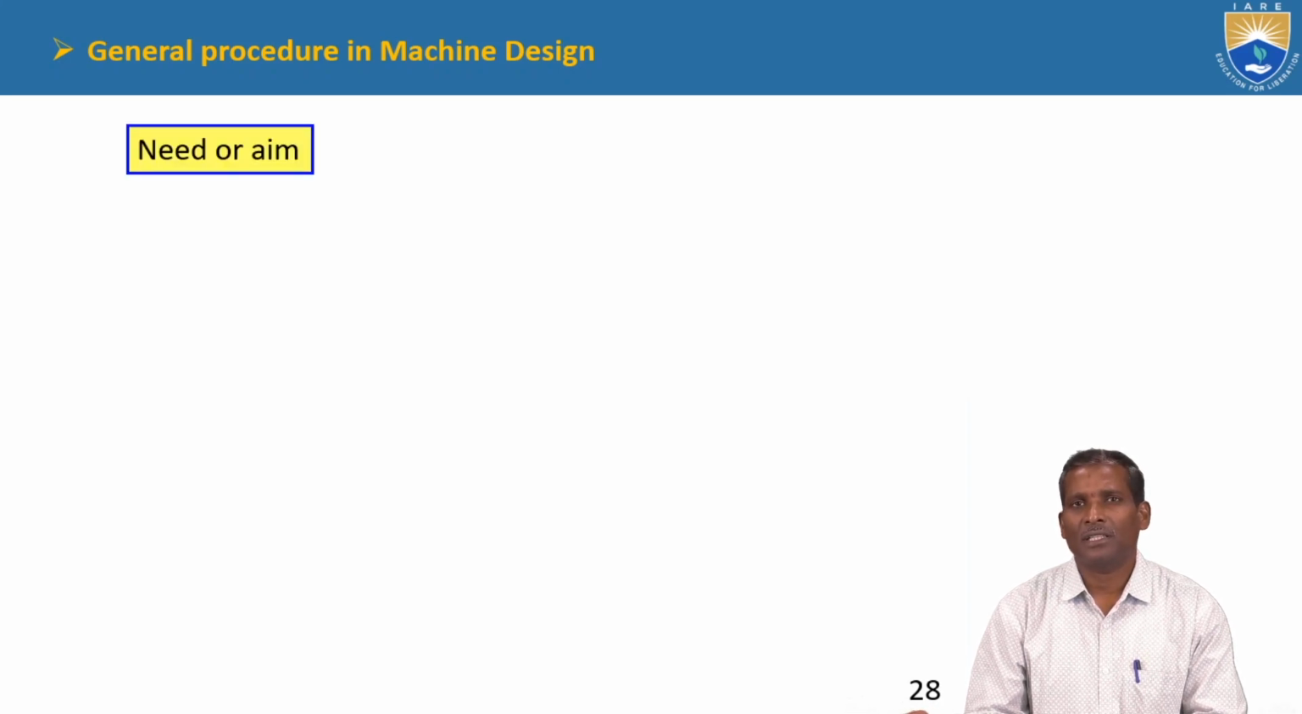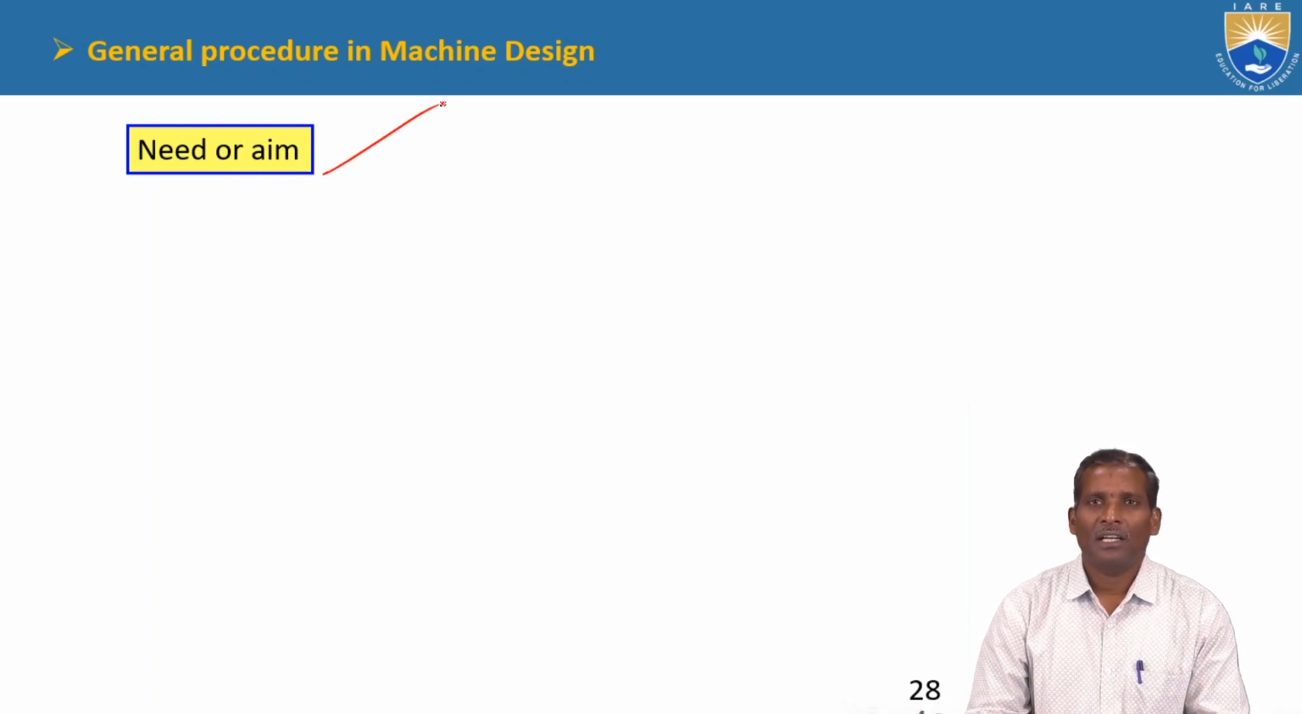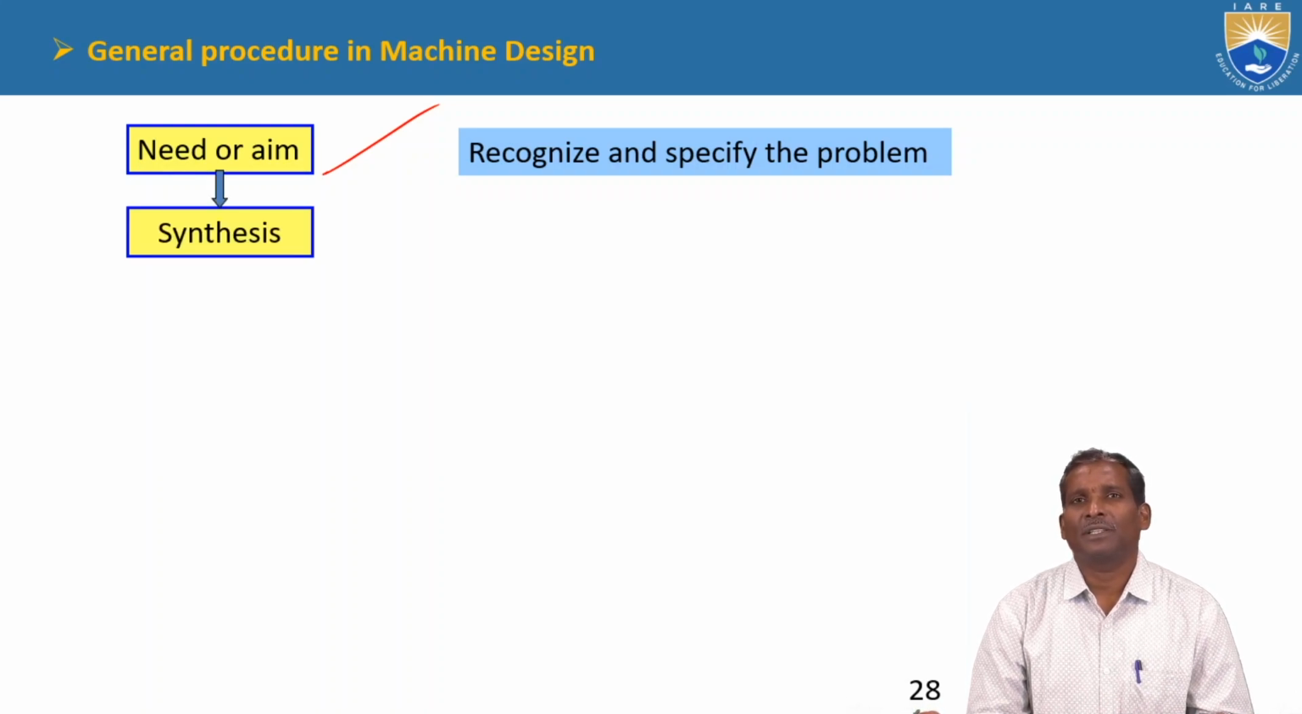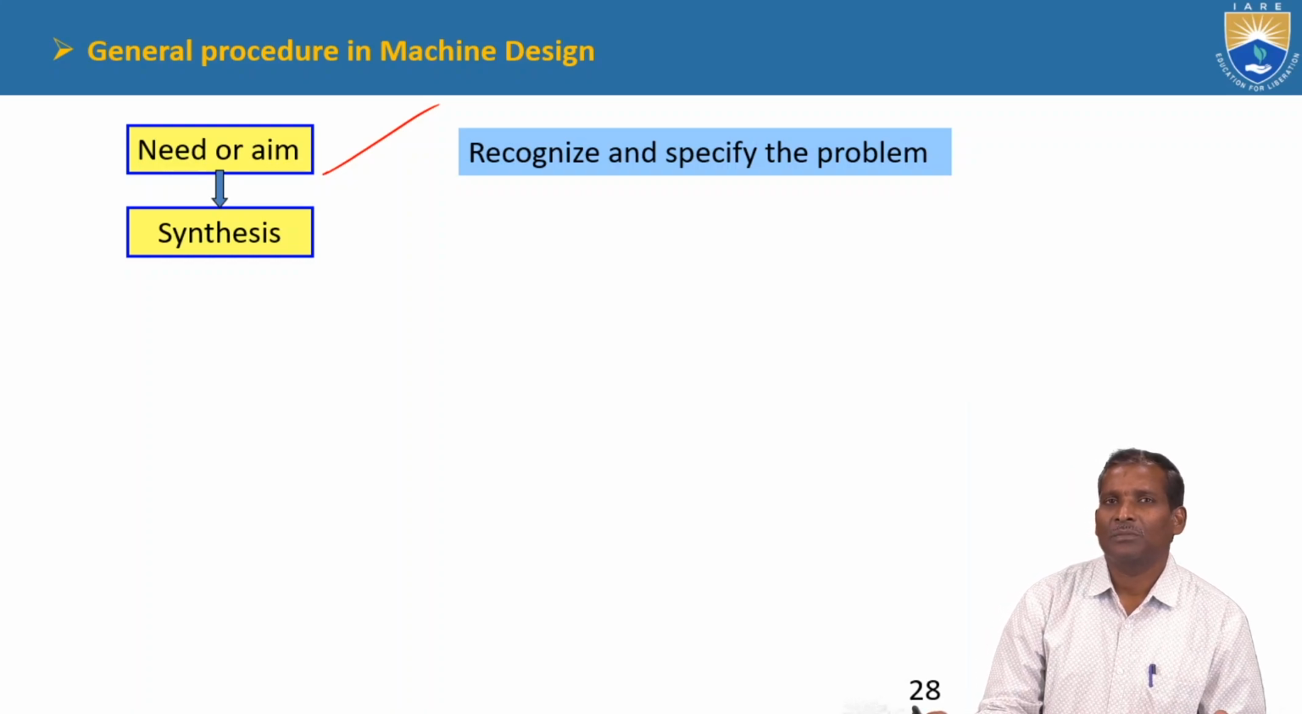The first step for any design is the need or aim. What is the need of your product? What is the aim of your design product? Which design are you going to implement? Which component are you going to design? Identify the need. That means first define the problem completely. So recognize and specify the problem. After specifying the problem, need and aim, comes synthesis.